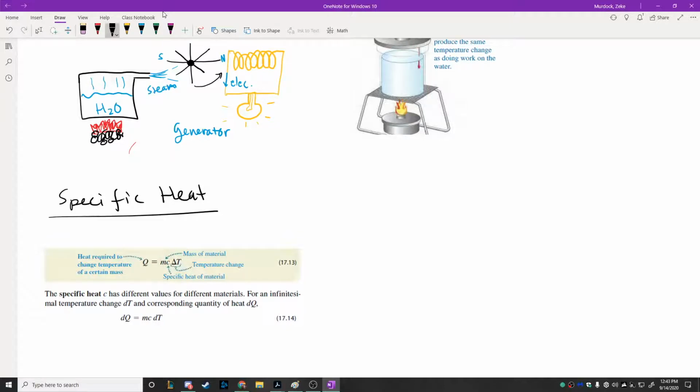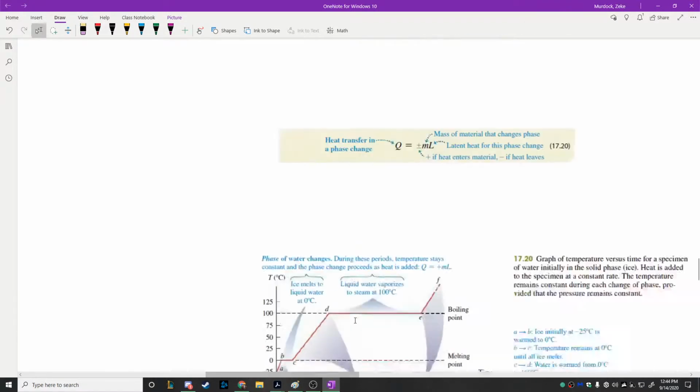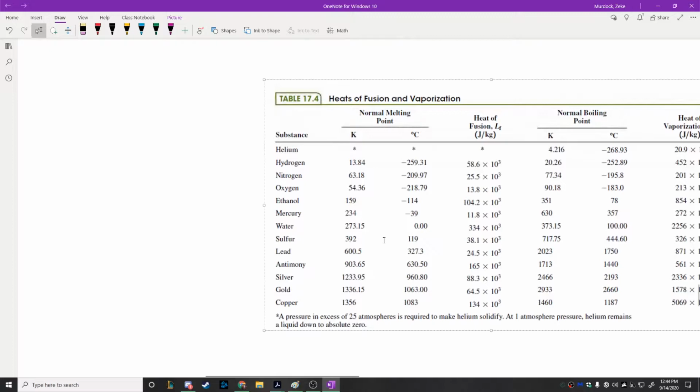So I said we're going to use the symbol Q to represent heat, and specific heat is defined by this equation here, which says that Q, the heat required to change the temperature of a certain mass, is equal to the amount of mass multiplied by C, which is the specific heat. I'll define what that means in a second, and then multiplied by the temperature change. And you see in this little box right here what everything represents. The value of the specific heat has different values for different materials. I'm pretty sure I grabbed something somewhere here. Yep. Boy, that's a big table. Wait, does that even have specific heats in it?